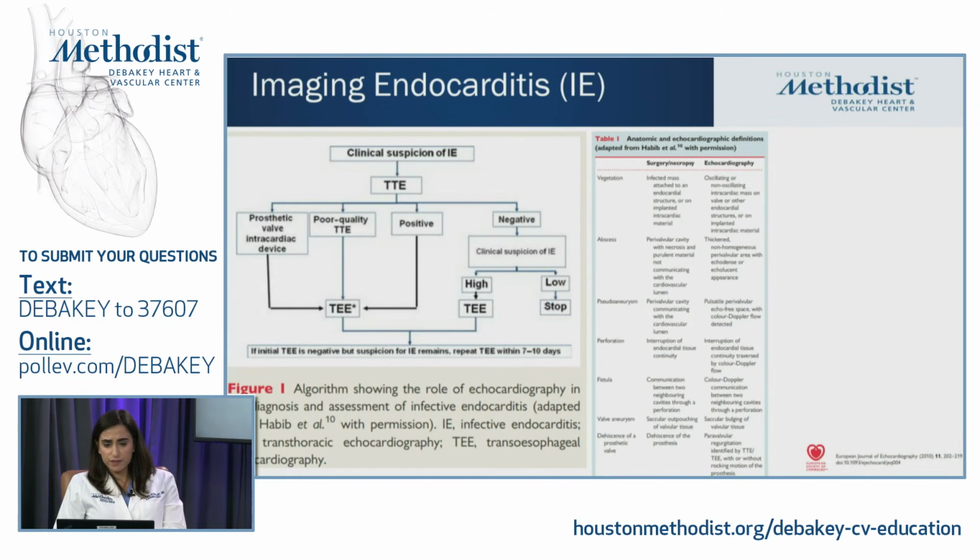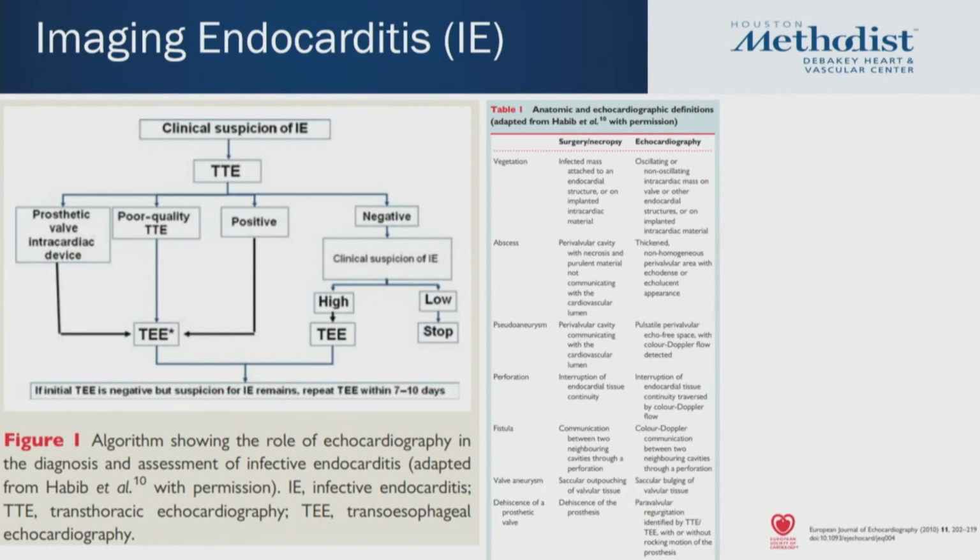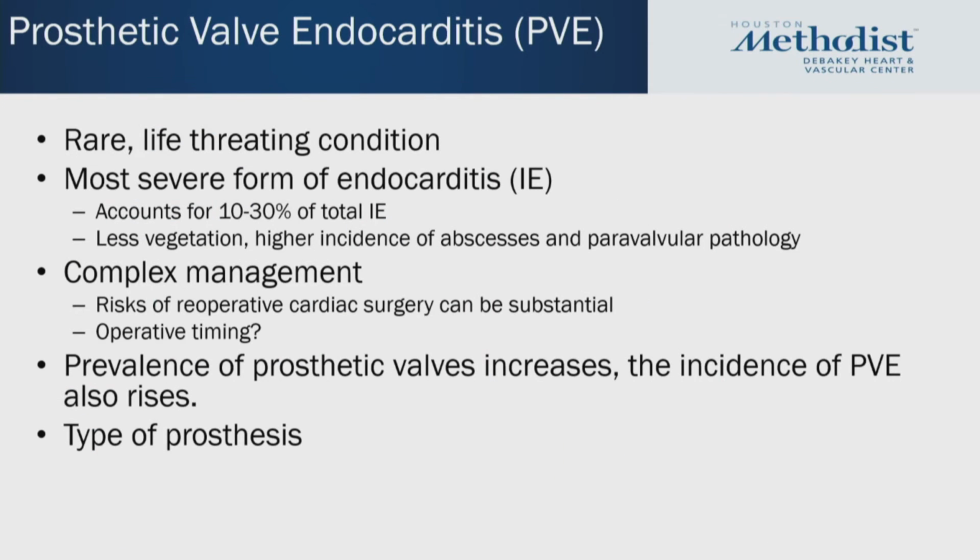There are various definitions, and things that could take place. Vegetations, abscesses, pseudoabscesses, perforations, and fistulations can occur. It depends really also on the valve type, what is more likely to occur. So prosthetic valve endocarditis by itself is a rare yet life-threatening condition. It's the most severe form of endocarditis and accounts for anywhere between 10 to 30% of total endocarditis.